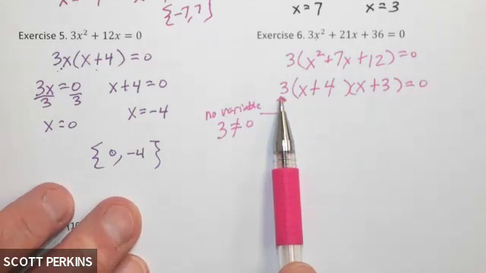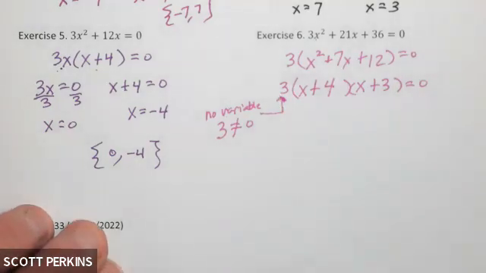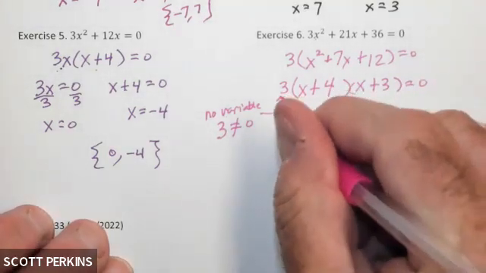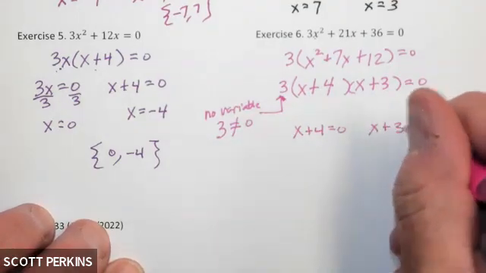So I'm done with that. I'm done with the 3. It does not affect my solution to the equation at all. So all that matters now is x plus 4 equals 0 or x plus 3 equals 0.